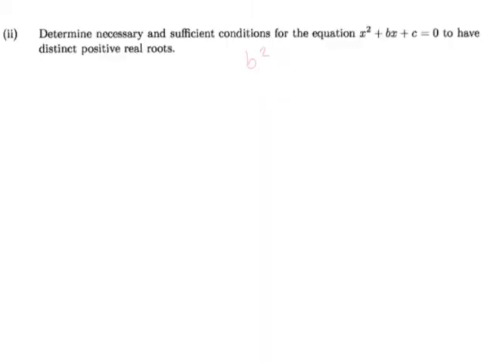So what is necessary and sufficient? Well, we can just take that discriminant and say, well, b squared has to be greater than 4c.